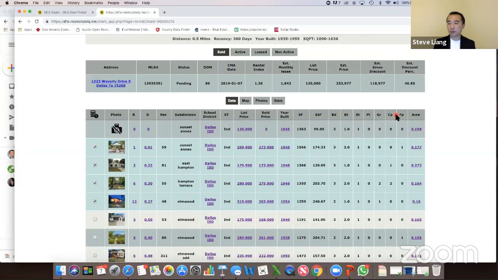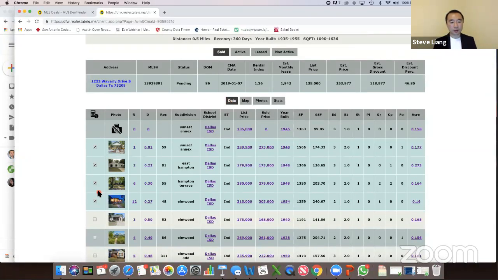Then you have bedroom, bathroom, how many stories, a lot of information here, and the information pops up when you put your mouse there. And if you put your cursor here, it'll tell you the lot size and lot description. So a lot of data, right? We're looking at a lot of data and analyzing and figuring out how many comps there are.